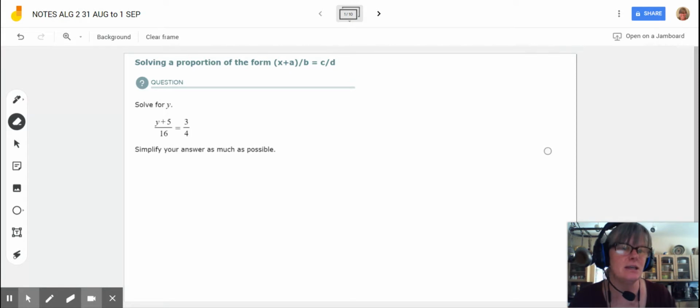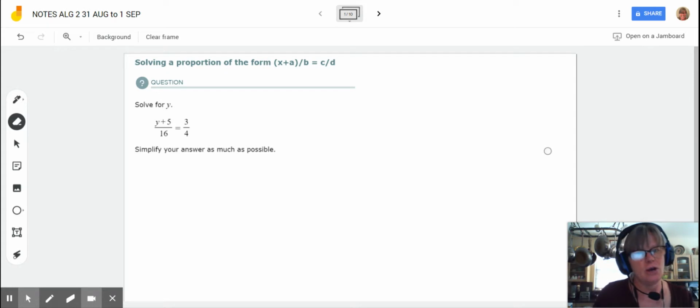So the idea is that you're looking at the relationship between two things, and you can set up a proportion to solve these. Initially, we're going to be looking at just solving proportions, and then we're going to be looking at word problems that are related to proportions.